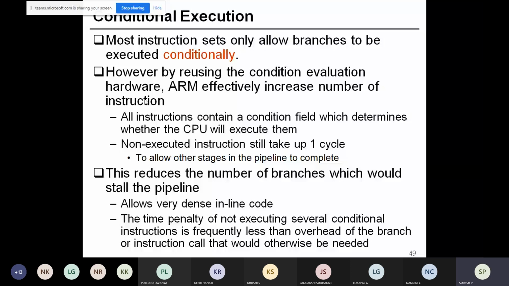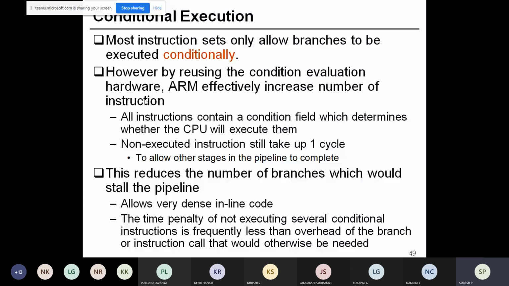So whatever the CPU is going to have, that particular CPU will have the condition field. That is nothing but your condition flags. That condition field is nothing but the condition flags in your CPSR register, your current program status register. What condition flags you have will determine whether that particular CPU will execute those branches or not.